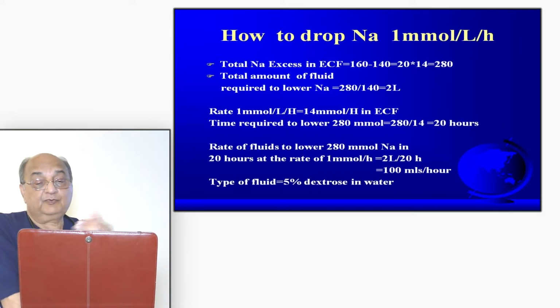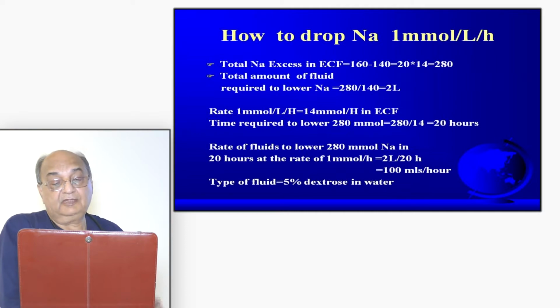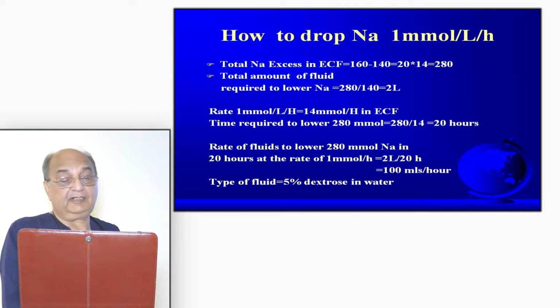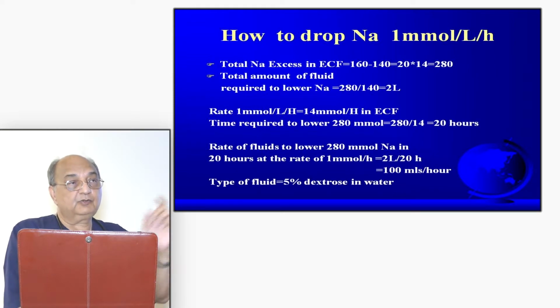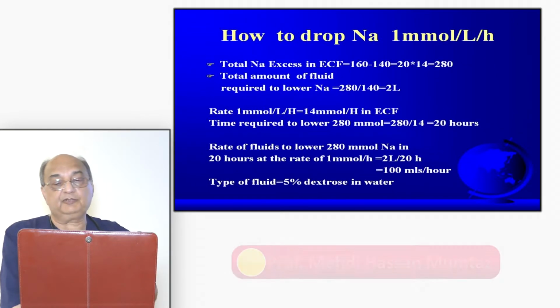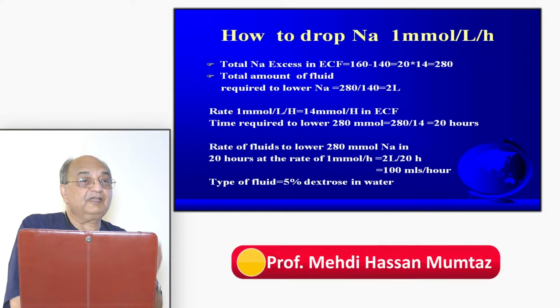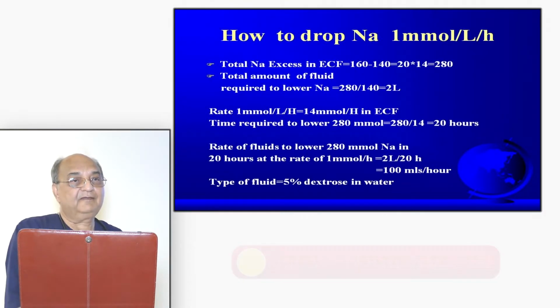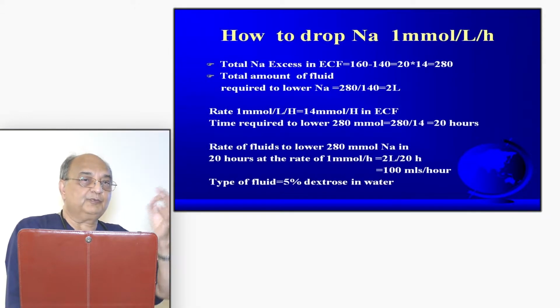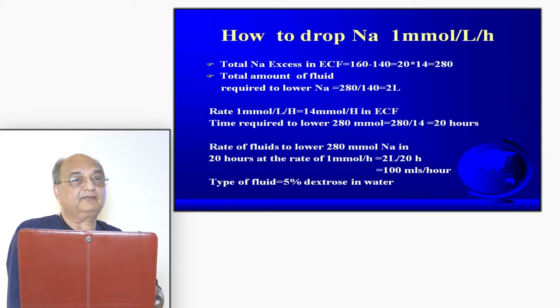Now, as we have calculated all these things, the total amount of fluid which is required to lower the sodium is 280 millimoles. You want to reduce it, and you've got 140 as the target level. 280 divided by 140 means you require to give 2 liters of clear fluid to this patient. Is it clear? Because 280 is the total excess, but we want to bring it to a level of 140 per liter. So it means you require 2 liters of sodium-free fluid to bring it to normal.